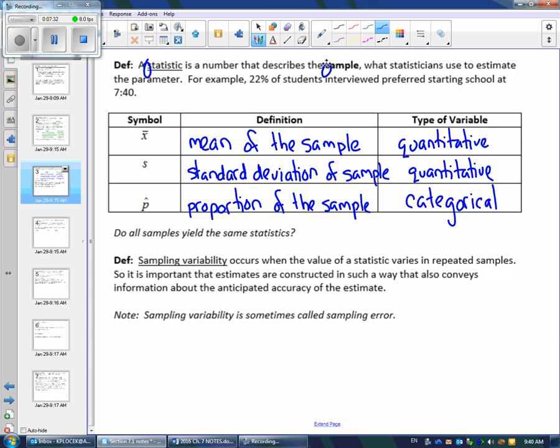Do all samples yield the same statistics? Of course not. There are an infinite number of samples you could usually take in any given situation. Okay, well, no, not infinite, but there's several possible ones that you could take. So, when you have all these different samples that are possible and all these different statistics that come with them, we get sampling variability. It occurs when the value of a statistic varies in repeated samples. So it's important that estimates are constructed in such a way that also conveys information about the anticipated accuracy of the estimate. Sampling variability is sometimes called sampling error.